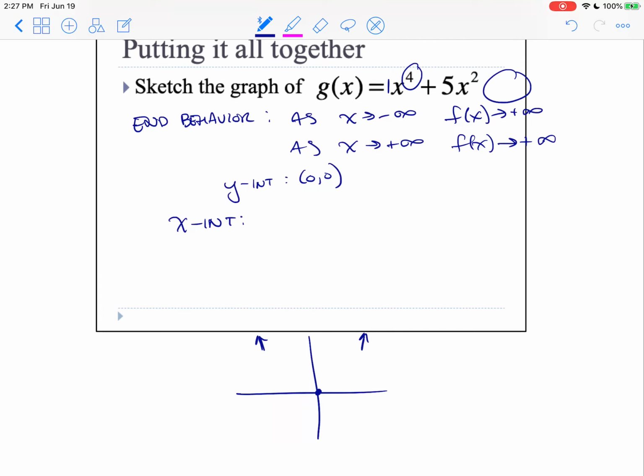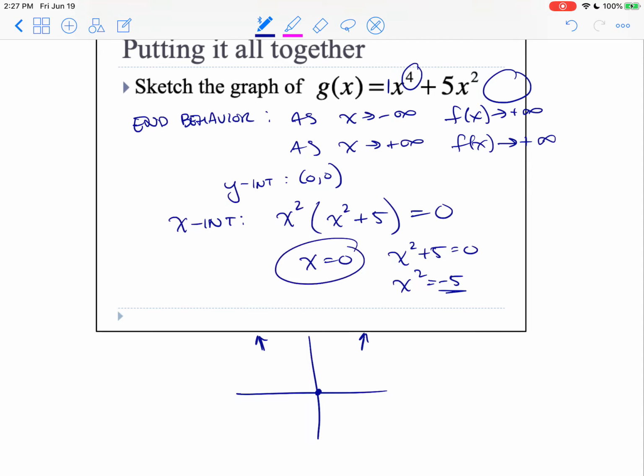So to find the x-intercepts, I'm going to factor. So I can factor out an x squared, and that leaves me with x squared plus 5. If I set this equal to 0, I get that x equals 0, and I get that x squared plus 5 equals 0. So that means x squared equals negative 5, and that's impossible. I can't square a number and get a negative. So the only real 0 is the one that I already plotted.